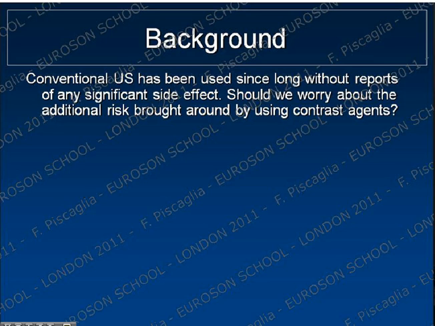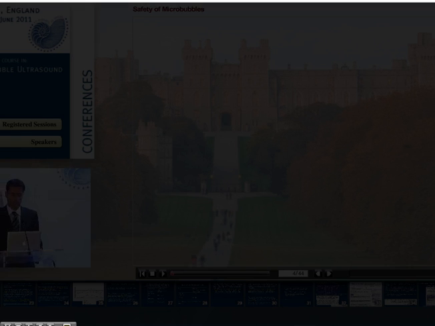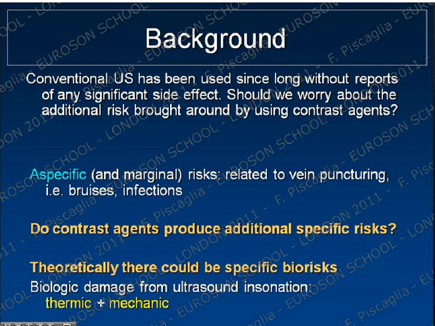Conventional ultrasound has been used since long without reports of any significant side effect. So now, should we worry about the additional risk brought around by using contrast agents? And what are these risks related to? There are some non-specific risks, which are really marginal. They are related to vein puncturing, like bruises, infections, so they don't have anything to do with the contrast agent itself, but are related only to the fact that we have to put a needle through the skin of the patients. And then we might have, theoretically, some additional specific risks related to the substance that we inject, which is the contrast agents.